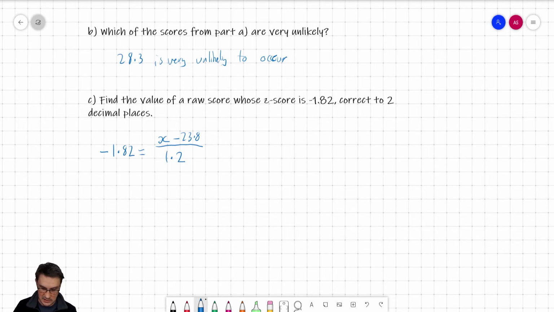So what we're going to do is rearrange this. We're going to move 1.2 to the other side, and then also add 23.8. What we end up with in our rearrangement is x is equal to 23.8 plus 1.2 times 1.82, the standard deviation. And so the raw score we work out here is going to be 21.62, and that's rounded to two decimal places.